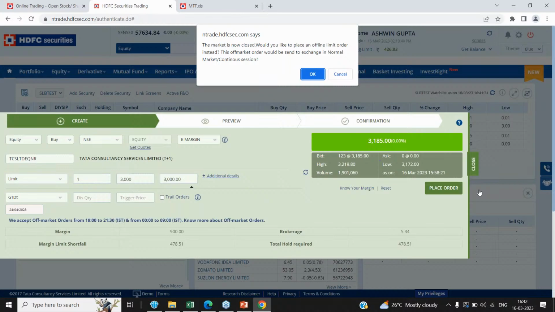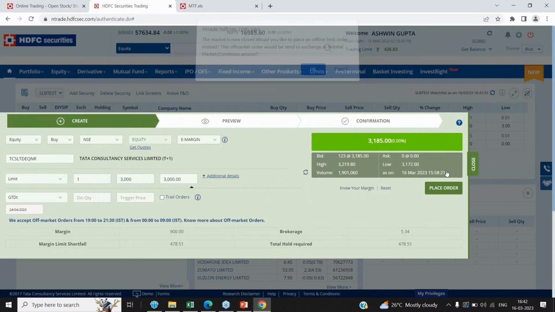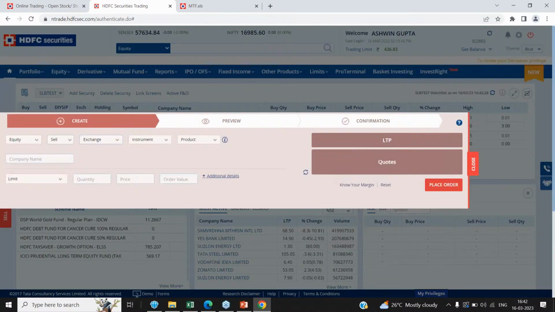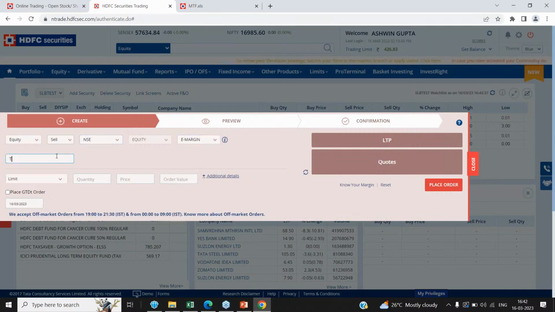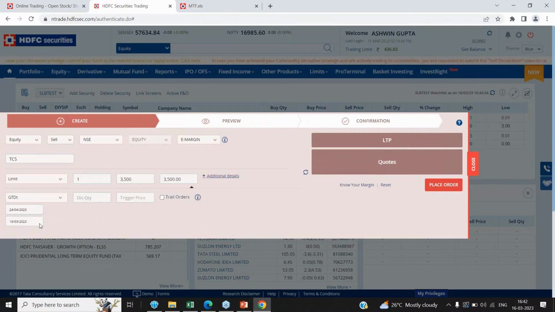One added advantage to our investors: once the order has been executed and placed successfully, as an investor, I can again place a GTT order for sell. In similar fashion, I will enter NSE, eMargin, stock name as TCS, limit quantity 1 at 3,500, and place as a GTT order. And I'll simply click on place.